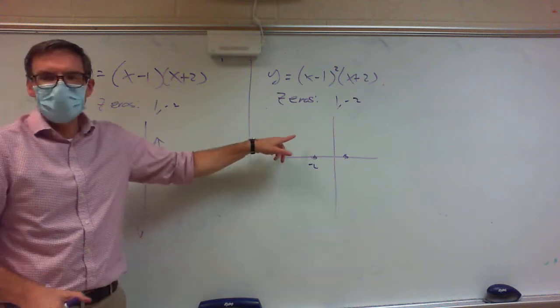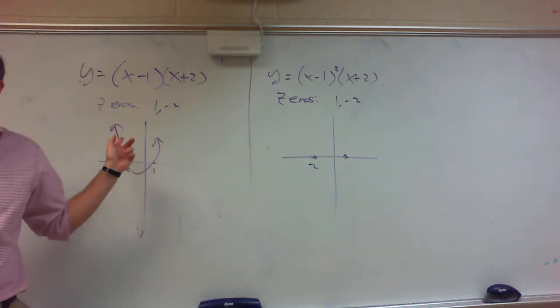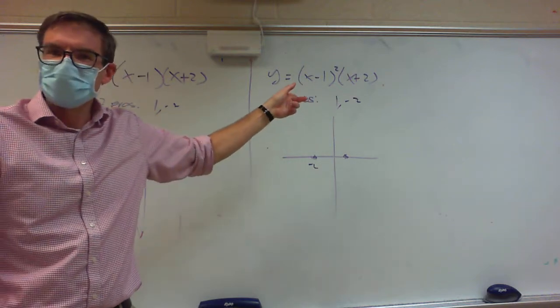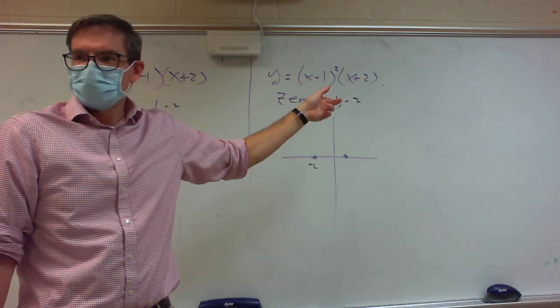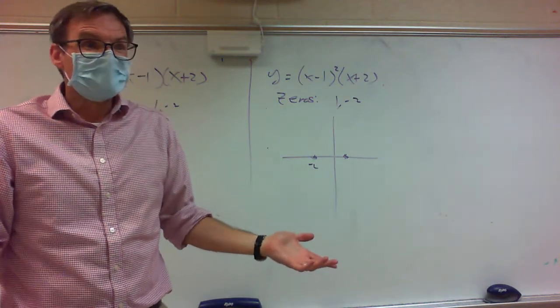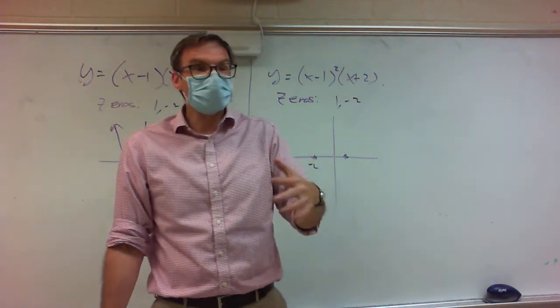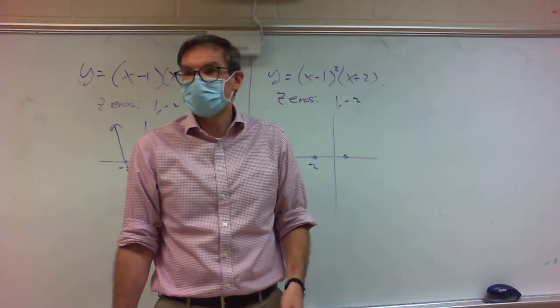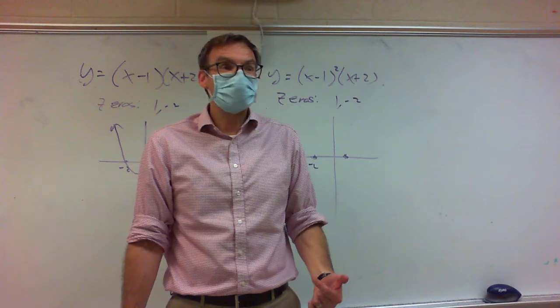But is this graph going to be the same as this graph? No, it can't be. What's the degree of this polynomial? 3. If you multiplied everything out, everybody agree with big x cubed? And so if it's x cubed, we're looking for an S shape. Well, how do we draw it? Where's it going to start from? If it's x cubed, where do we start?